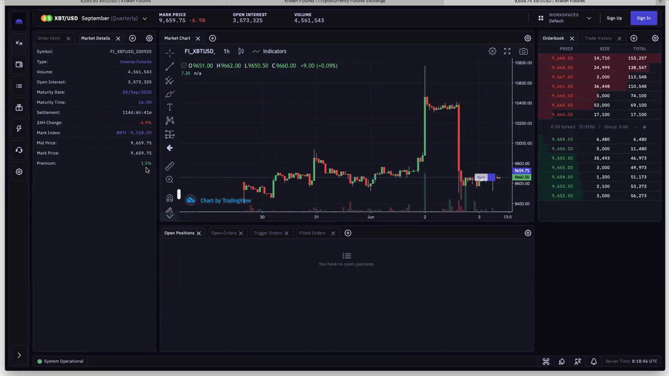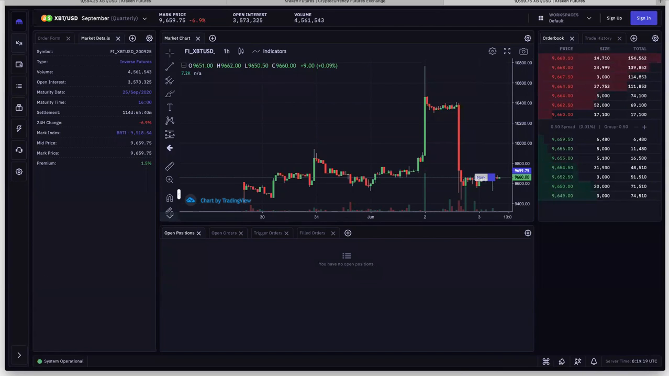So the market's best guess is that, and the premium will be highly correlated across all of the futures exchanges. If it actually gets too different, people will arbitrage it very quickly. So what the market is saying is that our best guess is that on September 25th, the price of Bitcoin will be worth $9,659. It'll be a 1.5% price increase from today.